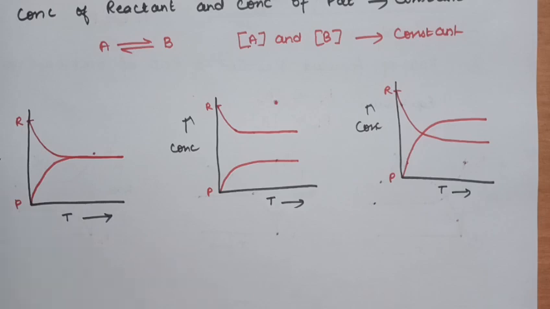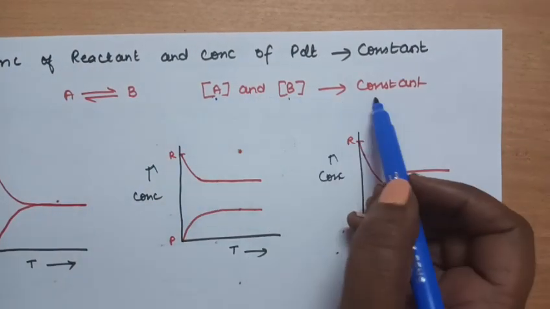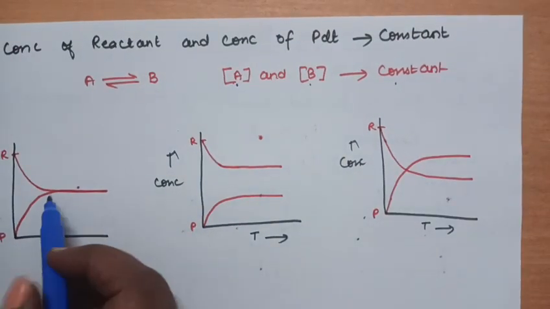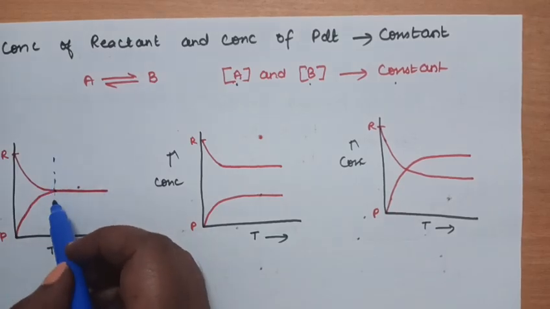So students, you can see here what we have written is that the concentration of reactant and product should become constant. You can see here the concentration of reactant and product is becoming constant. So this is equilibrium.